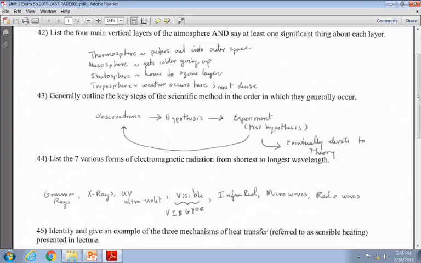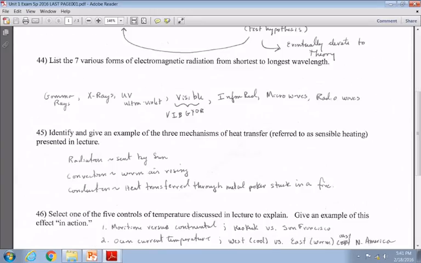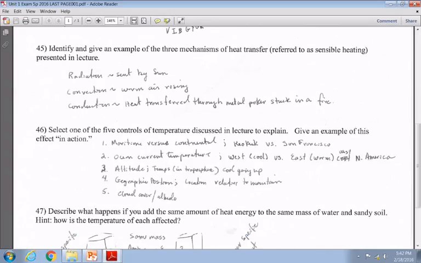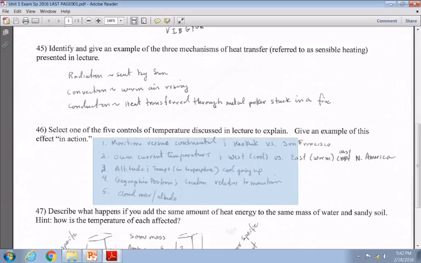The next one, number 45, was the pan that's heating over an open fire sort of thing. I wanted you to talk about those 3 ways of transferring energy and give an example: radiation, convection, and conduction. Then I've listed here 1 through 5. What I was after, those are the factors that influence what the overall temperature of a location is going to be. And you need to pick one of these and give an example.